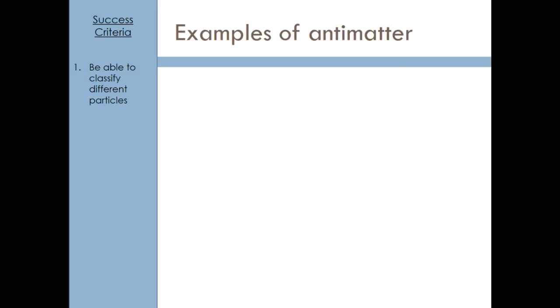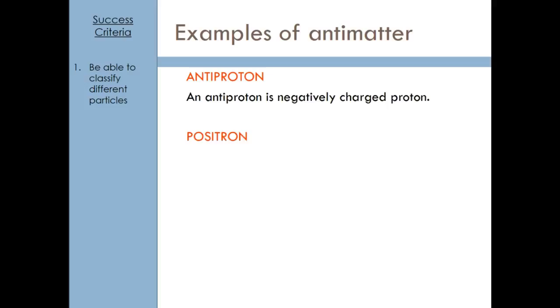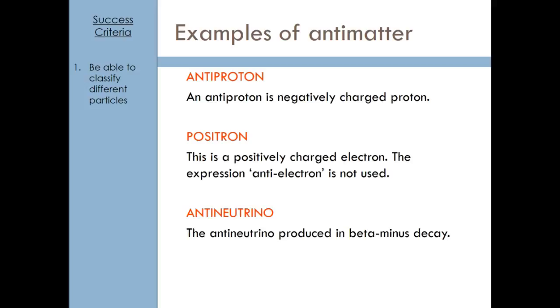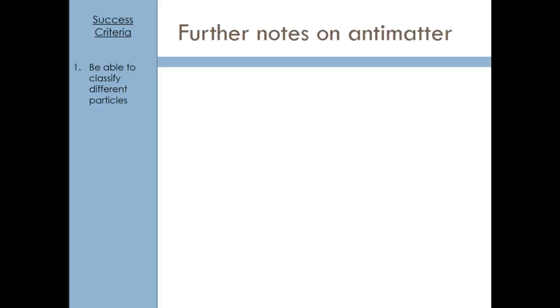So just to give you some examples of antimatter, we've got the antiproton, which is just a negatively charged proton. We've got the positron, which is a positively charged electron. We don't really say anti-electron, we just call it the positron. And then we've got the antineutrino, which is just the opposite of a neutrino, and it's something that's produced in beta minus decay. So we'll talk about that a little bit more later.